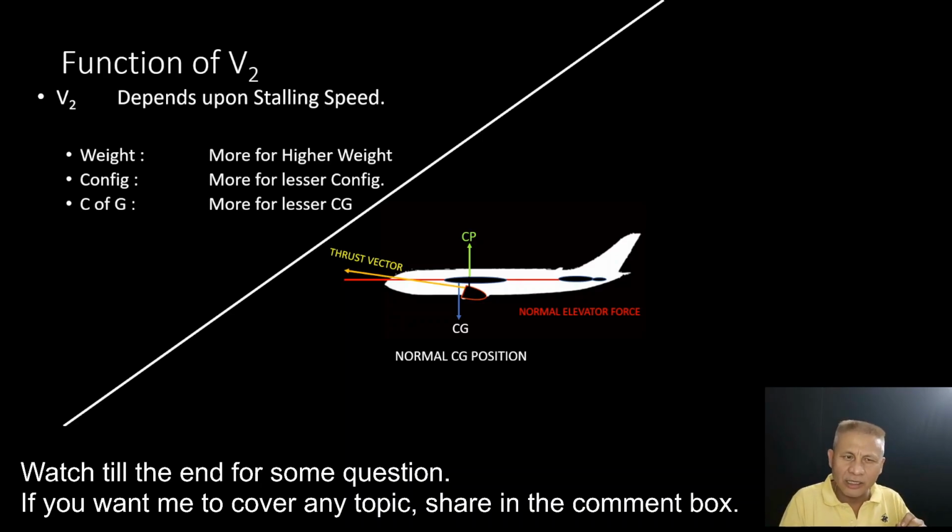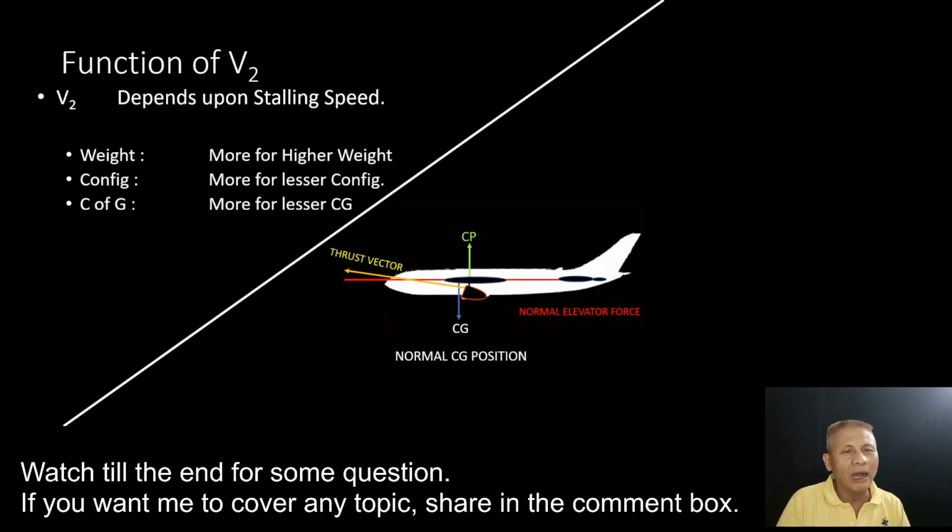The factors on which the stalling speed depends are the weight of the aircraft. If the weight is higher, the stalling speed will be higher. So therefore my V2 will be higher. And if we talk about the configuration, for a lesser configuration, as we all know, my speeds have to be higher. So therefore for a lesser configuration my V2 will be higher.